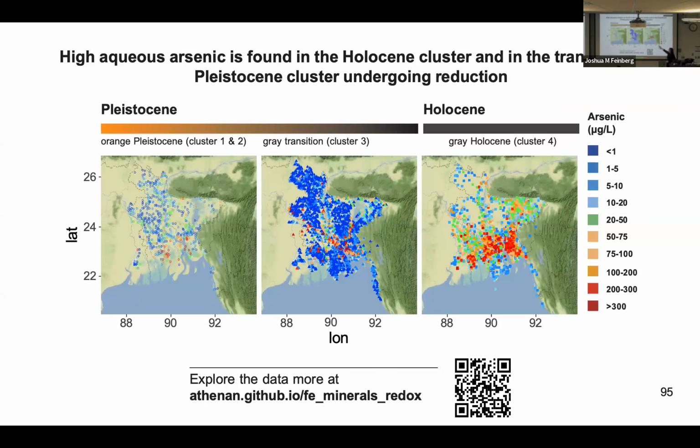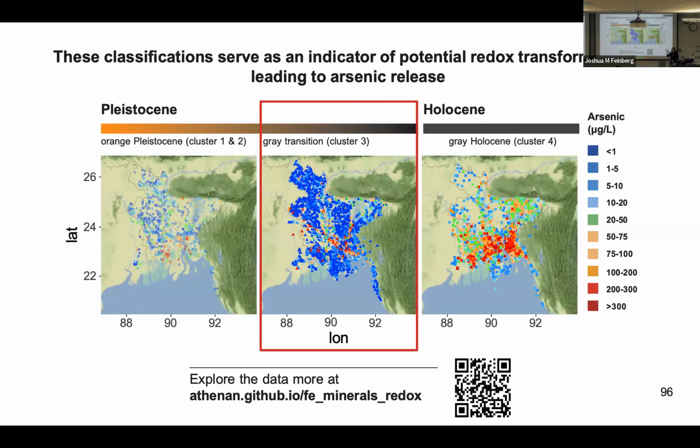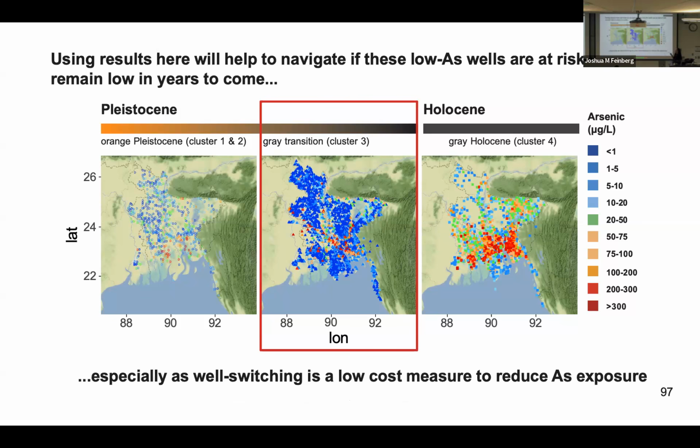So now we can look at the same data. This is now colored by aqueous arsenic concentrations again in the different bins or the different clusters. And we see that indeed high arsenic is found in the Holocene cluster and in the transition cluster undergoing reduction. But you still see there's a lot of low arsenic points. So maybe this classification could serve as an indicator of potential redox transformations that could lead to arsenic release. Maybe there are places where we should investigate more with field work, go to some field sites, or measure arsenic concentrations more than just once over time to test the wells. And this is important because using these results will help to navigate if these wells are at risk or will remain low for years to come, especially as I mentioned, since well switching is a very low-cost measure to reduce arsenic exposure.